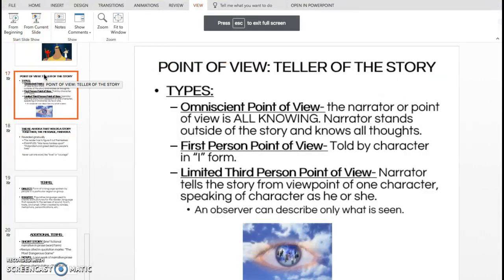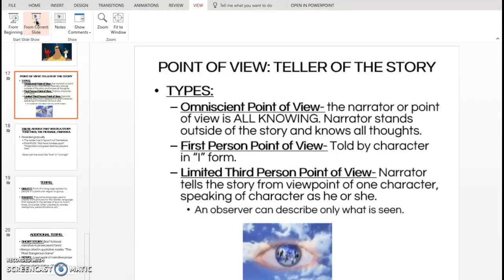Right, this is a brief overview of the different types of point of view that you should be considering as you're writing your story. So most of us have a draft already currently written, and so you've already incorporated one of these three types of point of view. And I want you to be a little bit more conscious and aware of those types of point of view as you're moving forward with our final drafts.